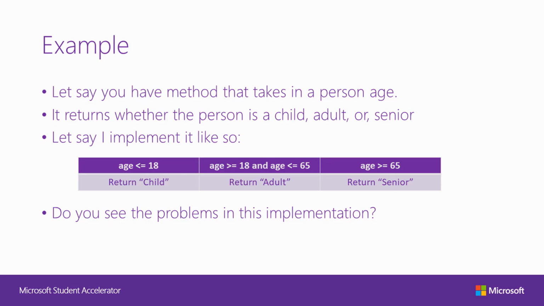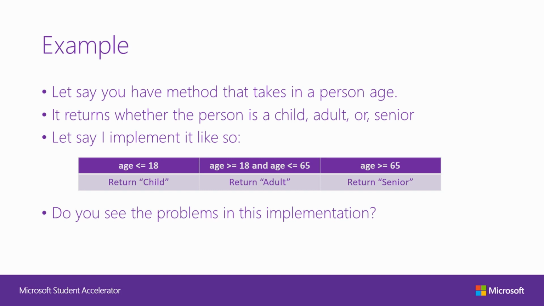Now it's time for an example. Let's say you have a function that takes in a person's age, and it returns whether the person is a child, adult, or senior, and that we have implemented our if checks as shown in this table. Do you see any problems in this implementation that I've done?